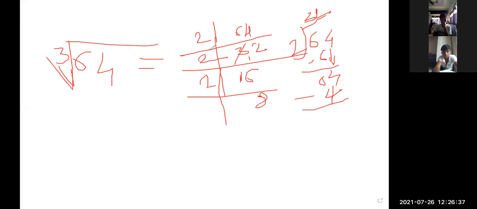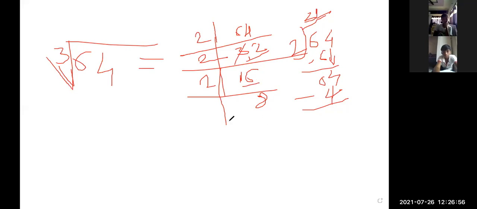First we have divided this 64 by 2. We got 32. Okay. Then again this 32 we can divide by 2. Then we get 32 divided by 2, we will get 16. Okay. Then this 16 we can divide by 2 because it's in the 2's table.